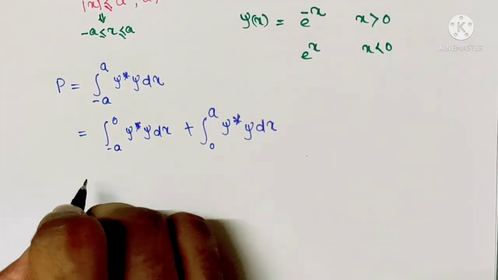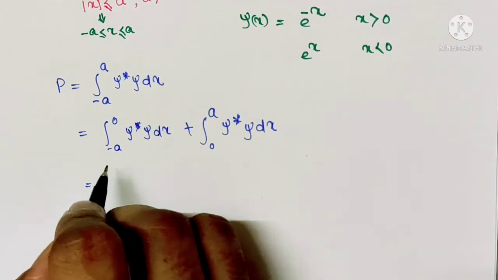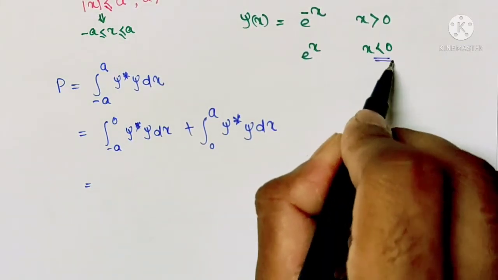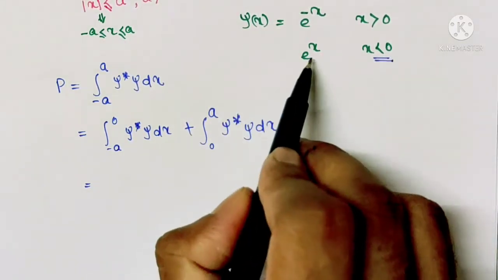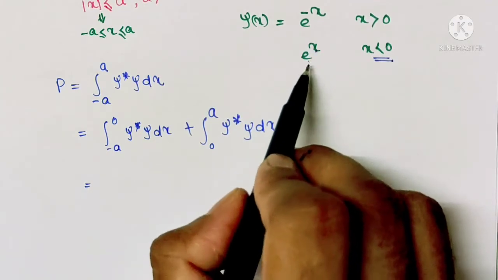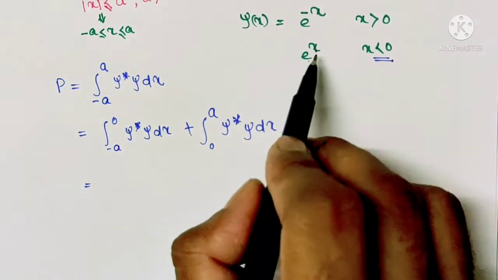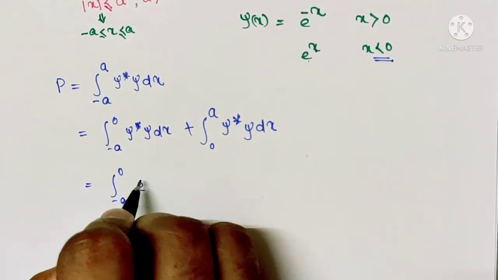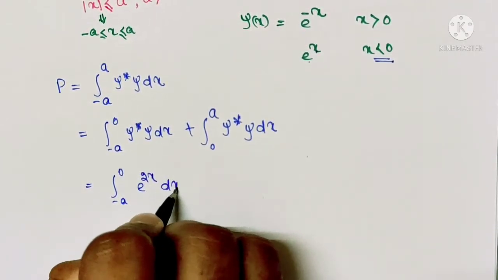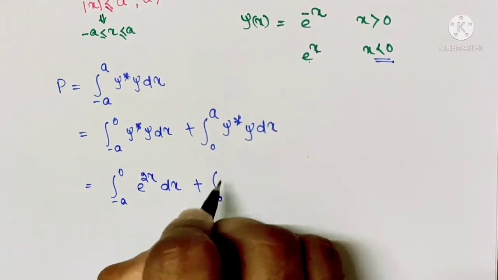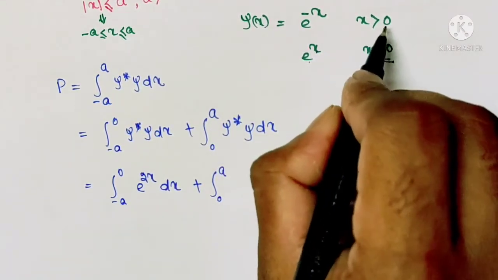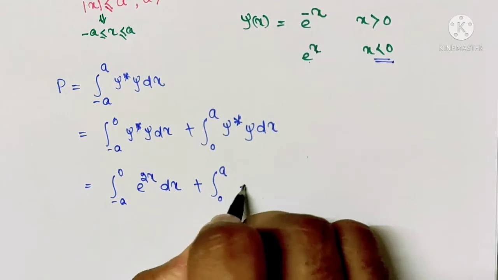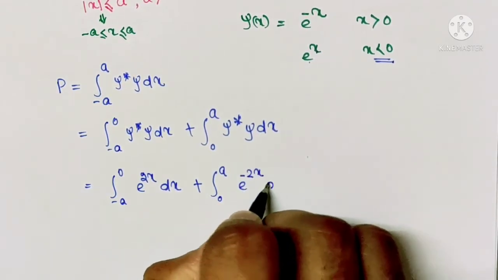Okay. So for x less than 0, the wave function is exponential x, and as it is a real wave function, psi star will be exponential x. So minus a to 0 exponential 2x dx plus 0 to a. For x greater than 0, it is exponential minus x. So exponential minus 2x dx.